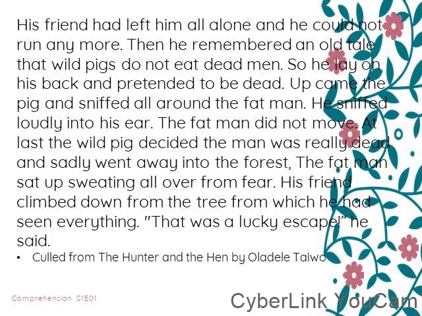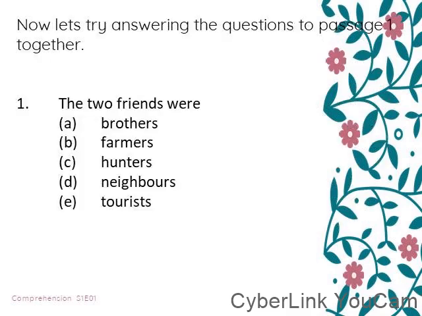You pick one question at a time. Okay? So let's pick one question. Question 1: the two friends were brothers, farmers, hunters, neighbors, tourists. So you say to yourself, who were the two friends? Now you go back to the passage and you begin to read the passage again, paragraph by paragraph.